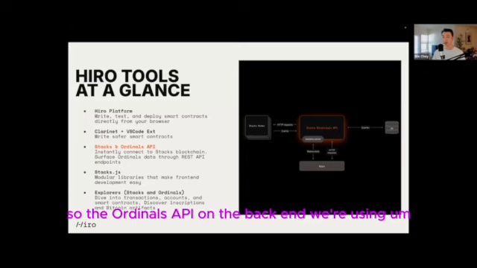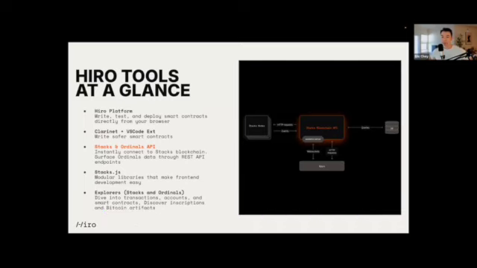So the Ordinals API on the back end, we're using another technology that we have called Chainhook, but in this case, it's called Ordhook. It's essentially an indexer for Ordinals. And this API hosts that data on our databases so that you can fetch and retrieve information quickly, using also REST API endpoints.